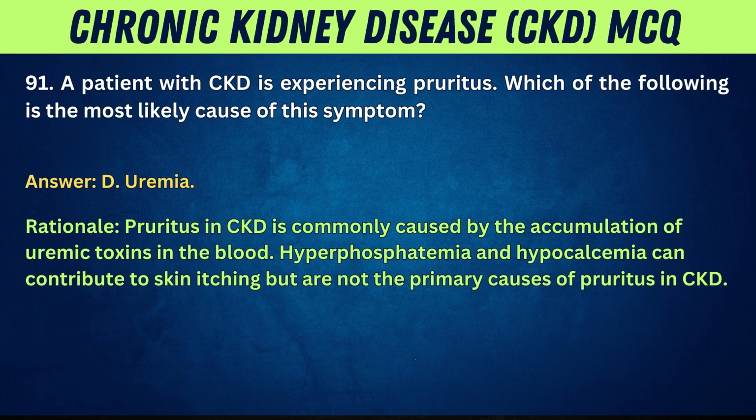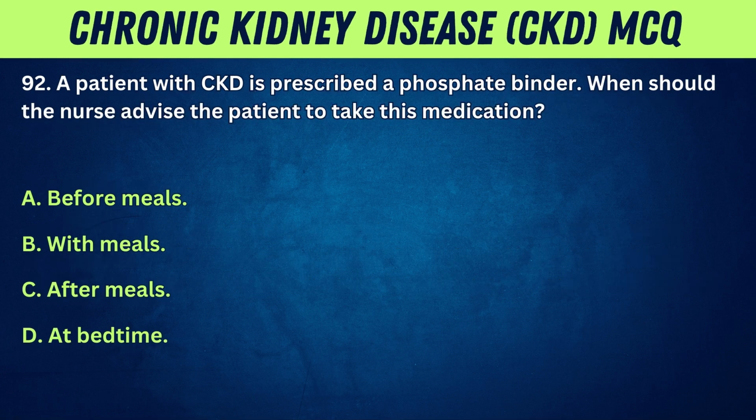Uremia. Rationale: pruritus in CKD is commonly caused by the accumulation of uremic toxins in the blood. Hyperphosphatemia and hypocalcemia can contribute to skin itching, but are not the primary causes of pruritus in CKD.